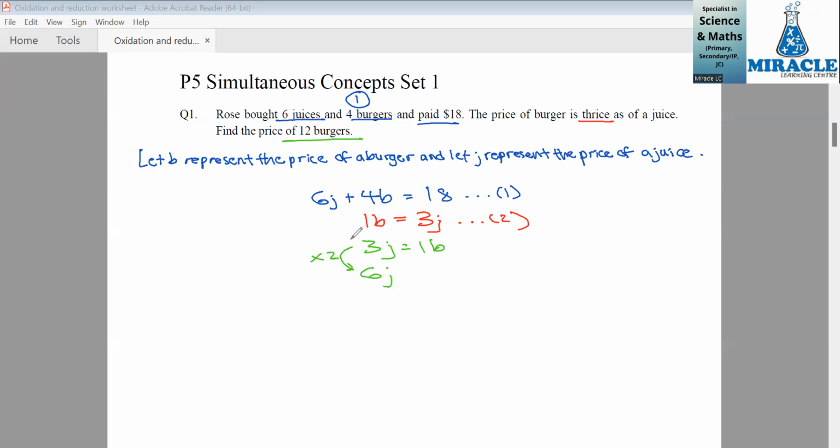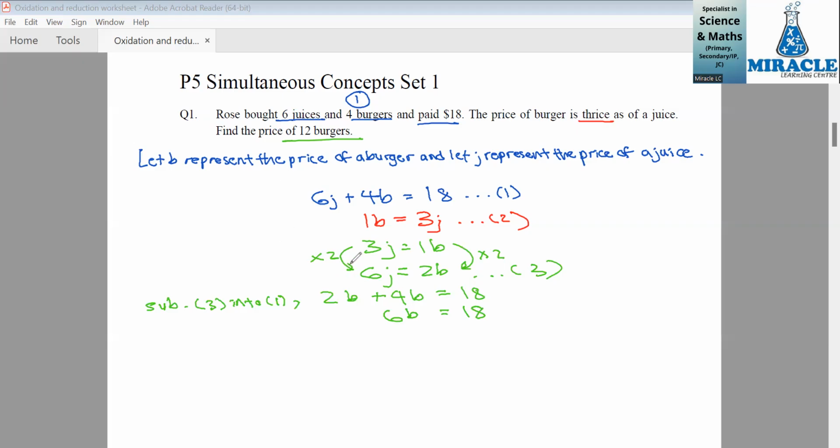So if we multiply 2 on the left-hand side, we need to multiply 2 on the right-hand side. So 1B times 2 gives us 2B. Okay, so now that we know 6J equals 2B, we can substitute this equation. So substitute equation 3 into equation 1, and we will get, so 6J equals 2B, so 2B plus 4B equals 18. So 6B equals 18.